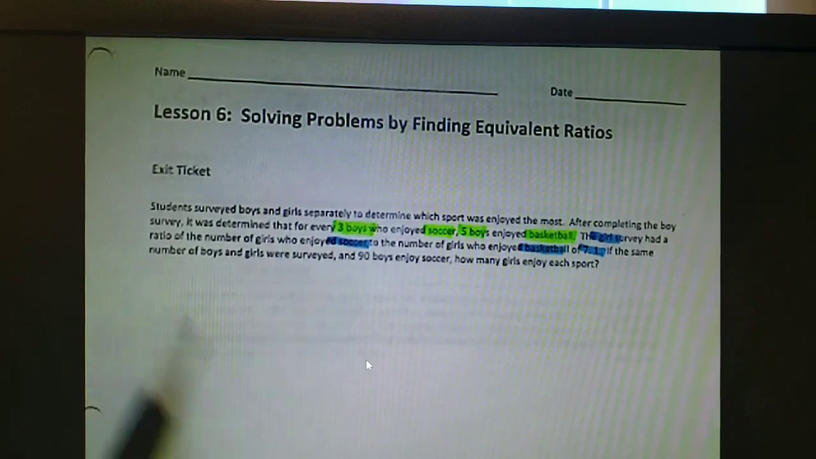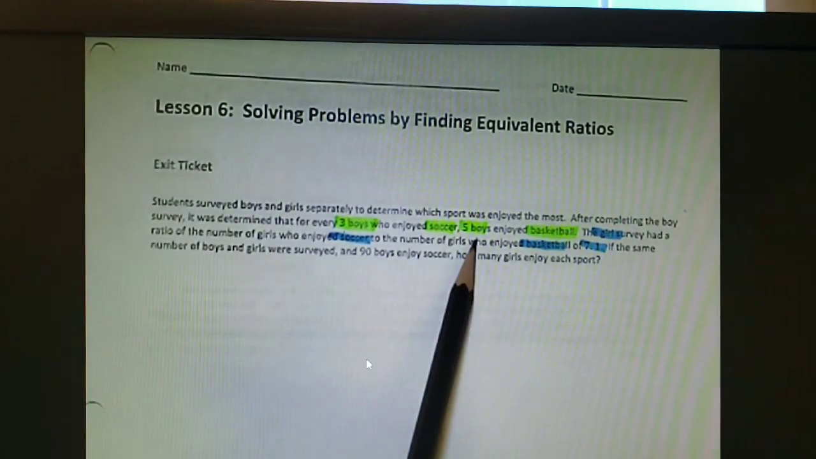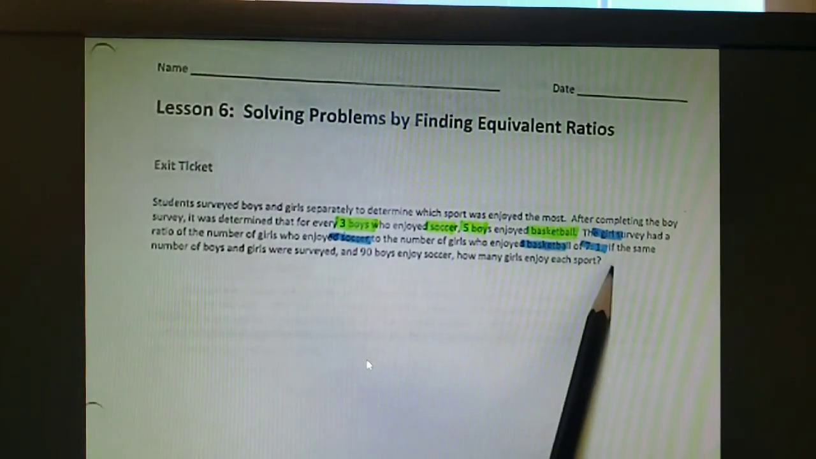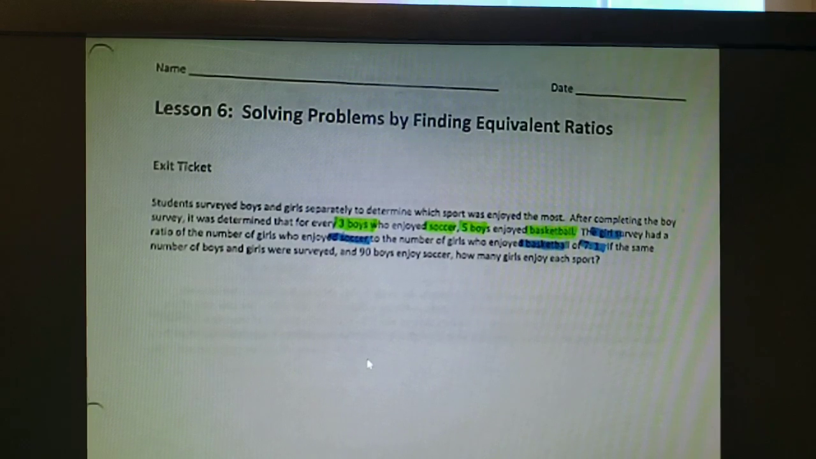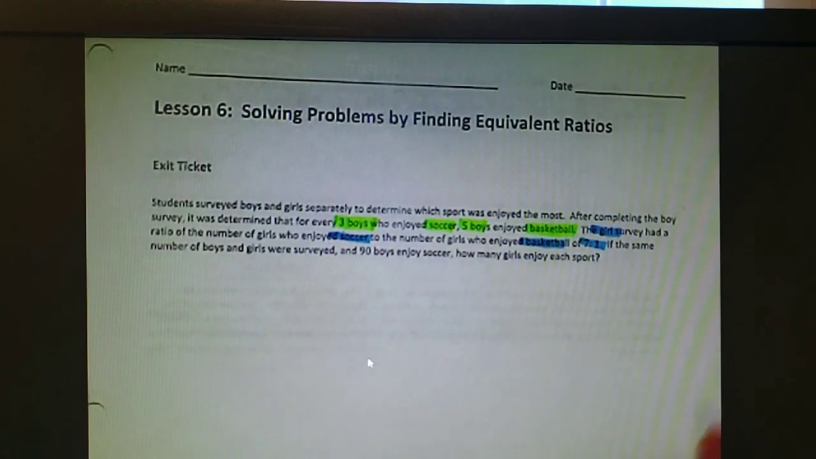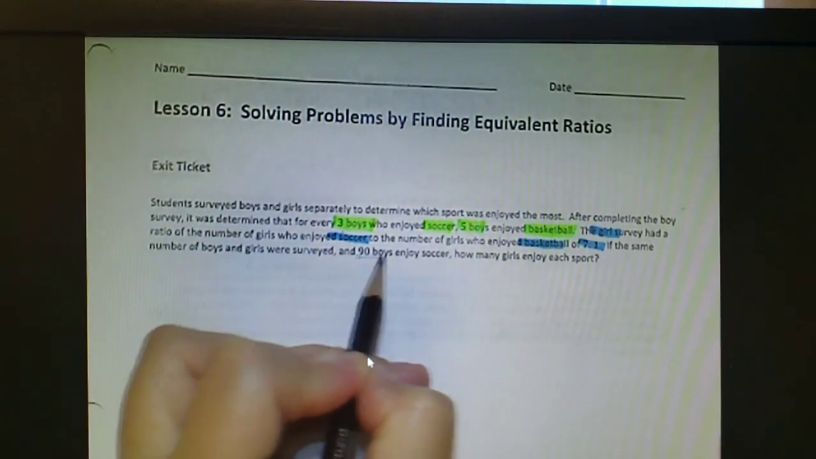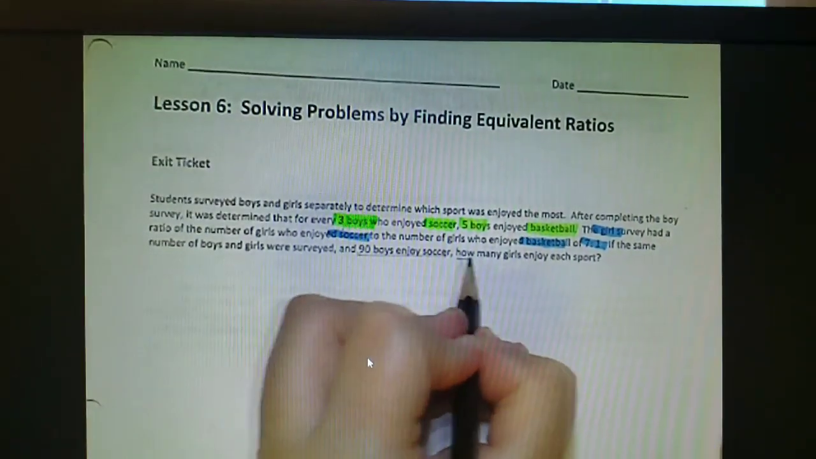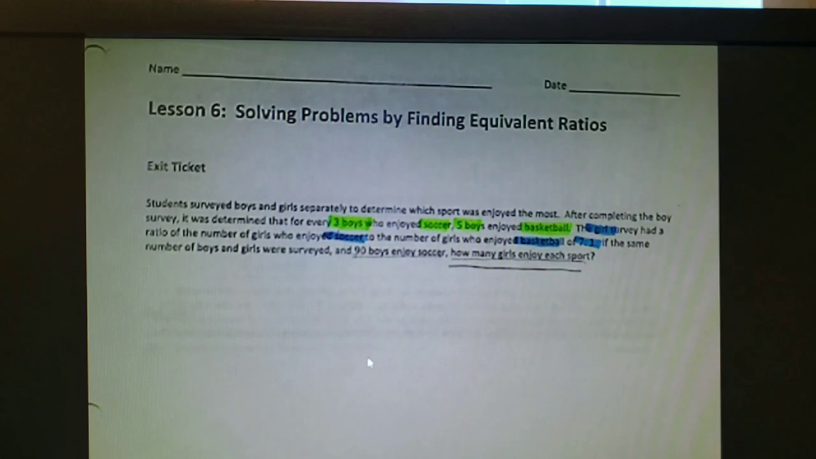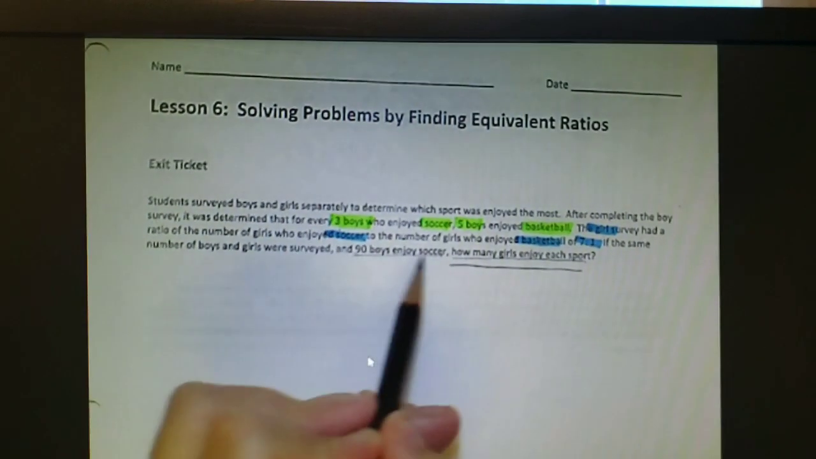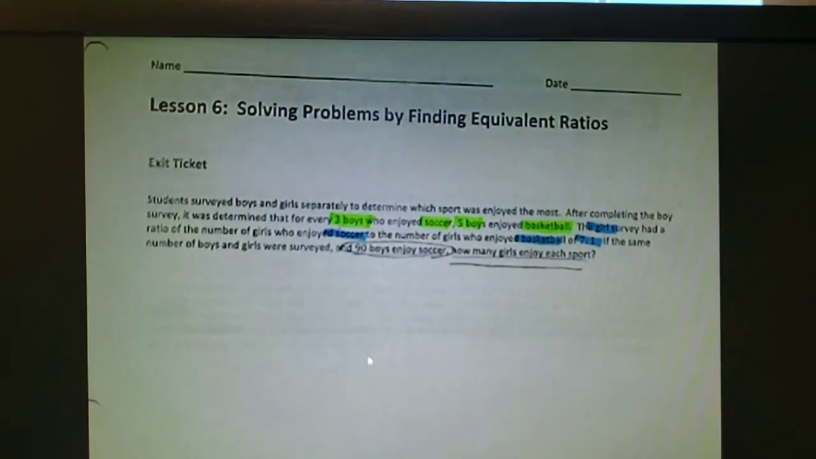Okay. Again, if we look, this is a 3 to 5, which is 8. This is a 7 to 1, which gives us a total of 8 as well. If the same number of boys and girls were surveyed and 90 boys enjoyed soccer, how many girls enjoyed each sport? Okay, so that's the question we want to answer. This information is what we're going to use to help us solve it.